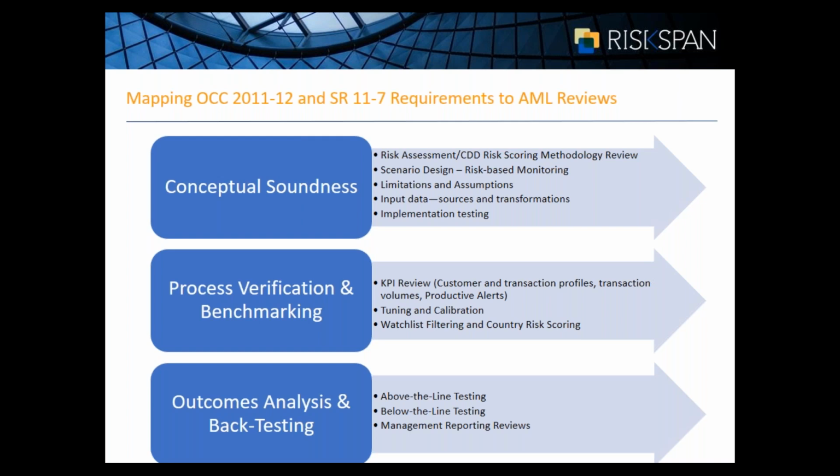So that's conceptual soundness. The process verification and benchmarking section of the report usually includes an assessment of key performance indicators, how the model is tuned and calibrated, and the model's approach to watchlist filtering. Finally, things like above the line and below the line testing and output reports we generally discuss in the outcomes analysis and back testing section of the report. While this is certainly not the only way to do it, it's generally helpful to have some systematic way of demonstrating to an examiner, or anyone who happens to be reviewing the report, that you're ticking all the boxes, both from the AML BSA side of things and from the SR 11.7 OCC 2011-12 side of things. This is one way of doing it that seems to work.